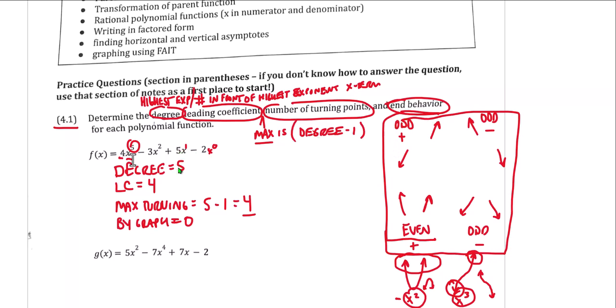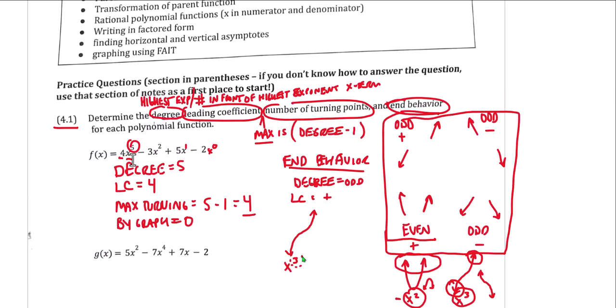So the end behavior, in this case, the degree is odd. So let's write this over here. We're going to write end behavior. So the degree is odd, and the leading coefficient is positive. So that is exactly the same as the x cubed scenario.